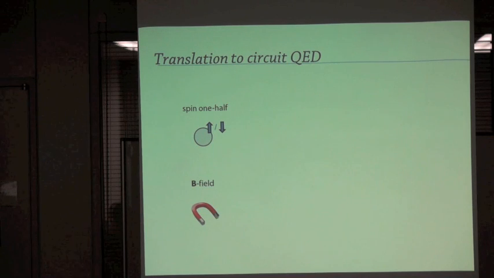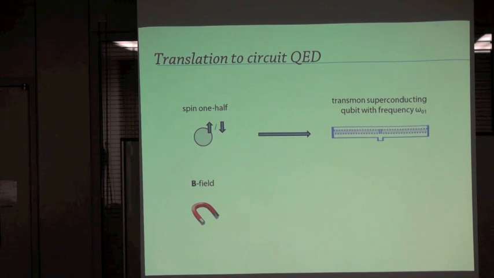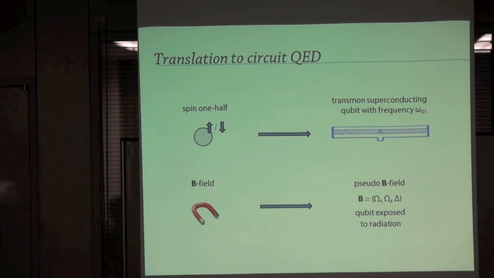Now in circuit QED, we don't have a spin-half particle in a B field. Well, we need to create those or find those. The spin-half particle is pretty straightforward. We just use the lowest lying levels of our transmon as a spin-half particle. We tune it to a certain frequency, say omega 1. The B field is a bit more intricate. We don't have a real B field, we have an effective B field, which arises when you drive the qubit with microwave radiation.